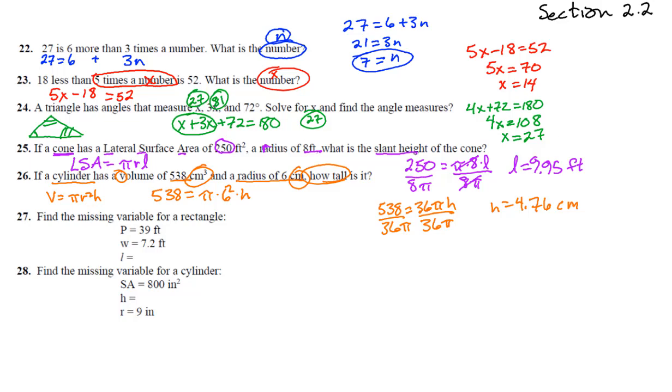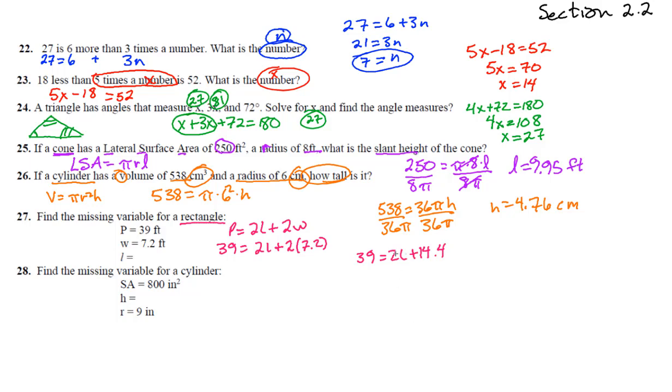Okay, number 27. Find the missing variable for a rectangle. So we have P's and W's and L's. A rectangle is a shape which has a formula that people have already figured out: perimeter equals 2 length plus 2 width. So we stick in everything we know. 39 goes in for P. Then 2 times L, we don't know, plus 2 times W. So 2 times 7.2. Let's write it over here: 39 equals 2L plus 14.4.